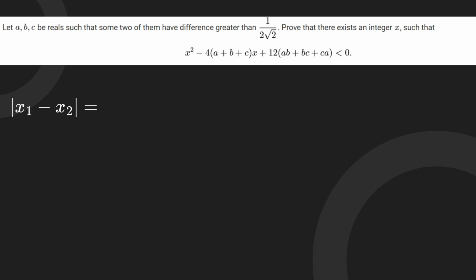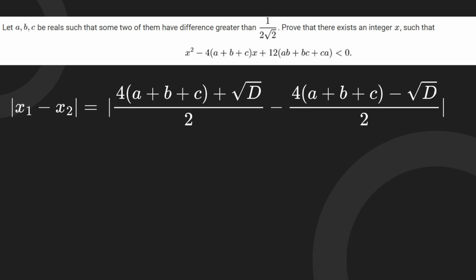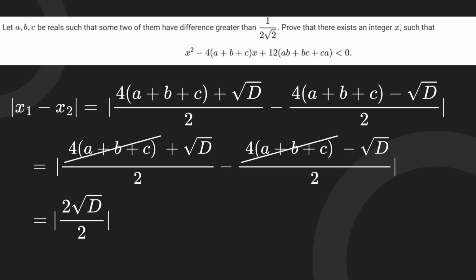So, the distance of x1 and x2 is equal to the absolute value of (4 times (a plus b plus c) plus the square root of D) over 2 minus (4 times (a plus b plus c) minus the square root of D) over 2, which is equal, after some simplifications, to the absolute value of 2 times the square root of D over 2, which is just the square root of D.